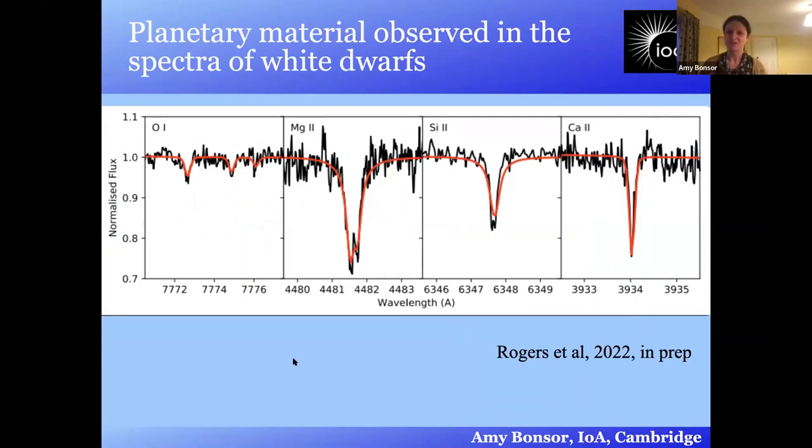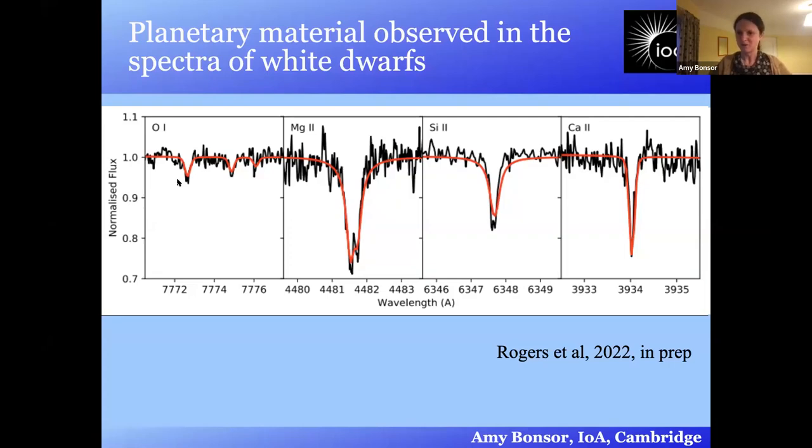So then as that material accretes into the white dwarf, we're able to see it within the atmosphere of those white dwarfs. And we can see different elements. We can see rocky elements such as magnesium here in the spectrum of this white dwarf, which is part of a paper by Laura Rogers, looking at seven polluted white dwarfs that also have gas, that will be out shortly. We can see rocky species such as magnesium and silicon. We can see volatiles such as oxygen, that tells us about potentially the volatile content of those planetary bodies.